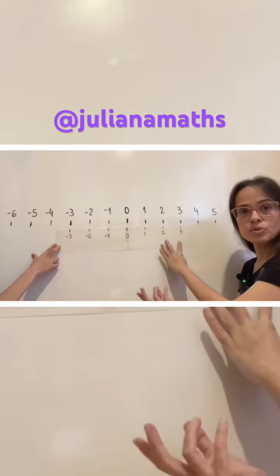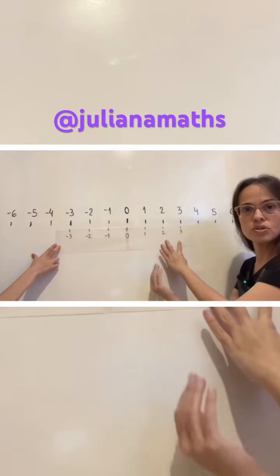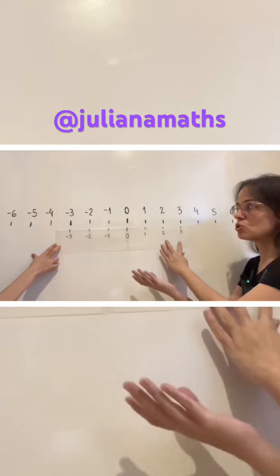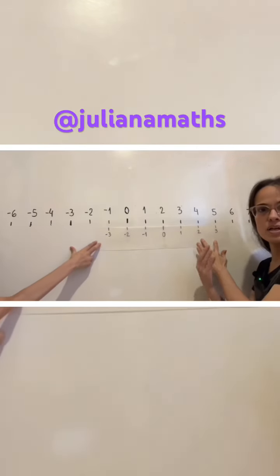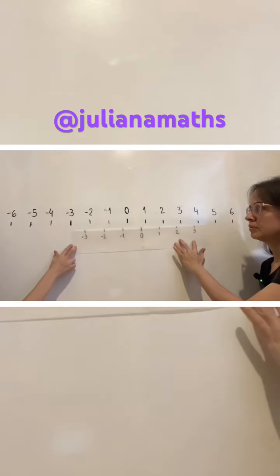When you add a number to numbers, they all move together to the right. So if you do plus 2, everybody comes over here. And then if you do, say, minus 4, we're going to go to the left.